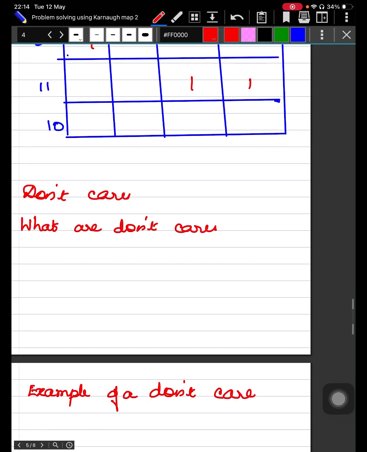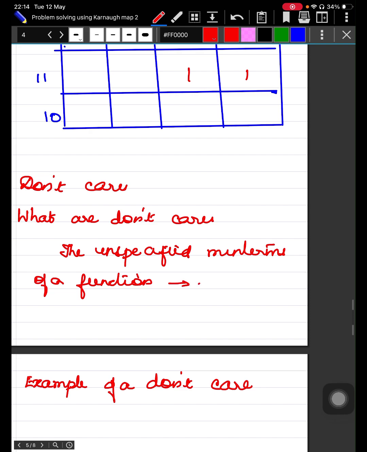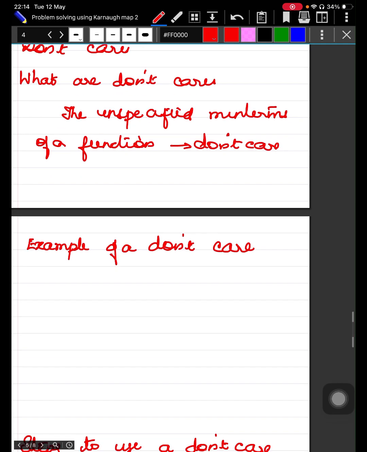Now we'll come to the next term, which was not there in my previous video, which is don't care. So far, we didn't use a term called don't care, because we had taken either 0 or 1. What is a don't care? The unspecified minterms of a function are called don't care. I thought it will be better if I give an example.